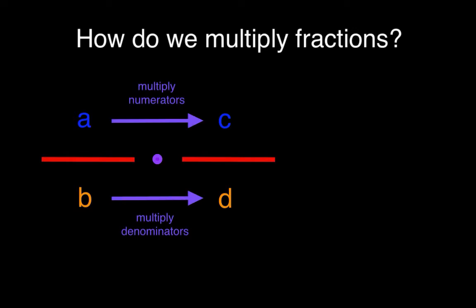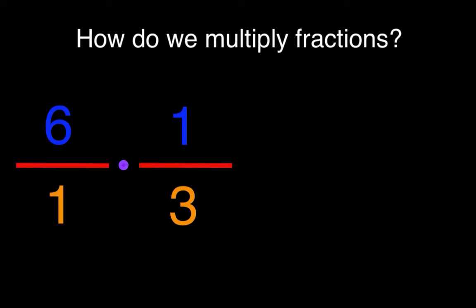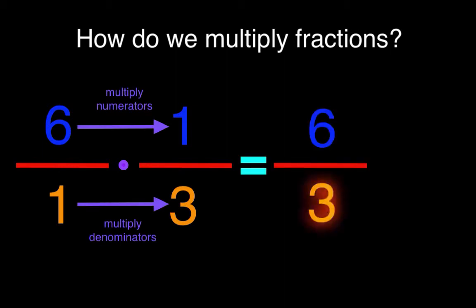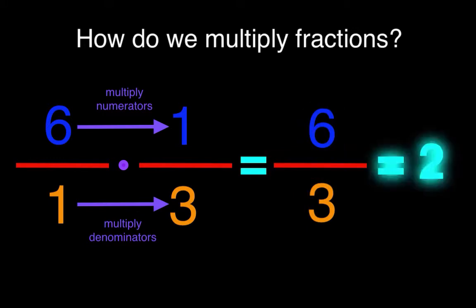Now let's refresh our memory on how to multiply fractions. If we have 2 fractions, we multiply straight across. We multiply the numerators with each other and multiply the denominators with each other. Let's say we wanted to multiply a whole number like 6 to a fraction like 1/3. 6 can be represented as the fraction 6 over 1. Then we multiply the tops and the bottoms. 3 goes into 6 2 times.